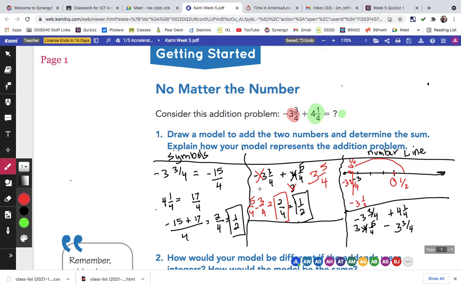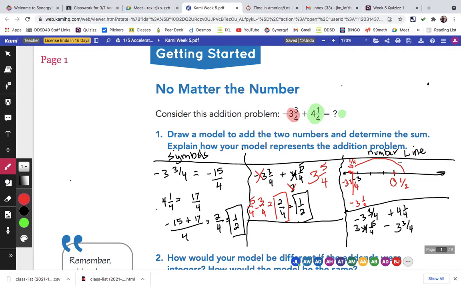So another way of thinking about it. Somebody else said that they thought of it on a number line, going from 0 to negative 3 3/4, and they went up, since this is green going to the right, went up 1/4 to negative 3 1/2, and then up 4 more steps to 1/2.